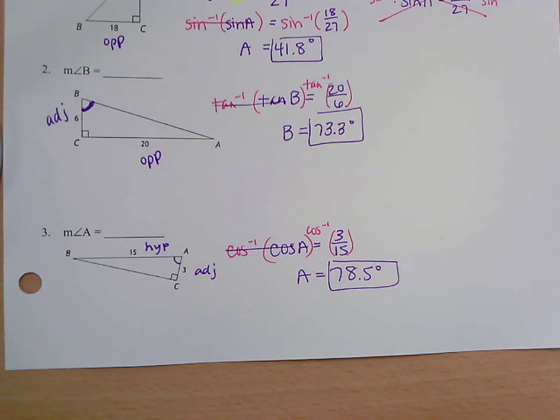So like here, you have to type in 20 divided by 6, enter, and then second. Oh, okay. So type in the ratio, hit enter, and then do second. Okay, thank you.